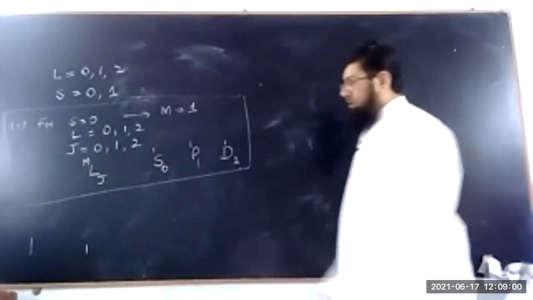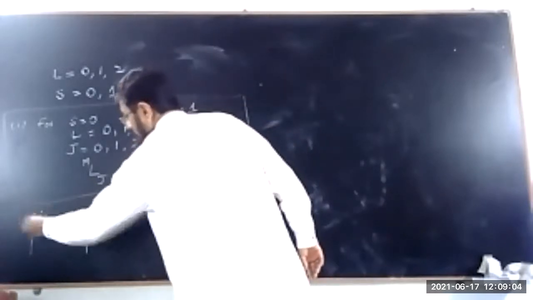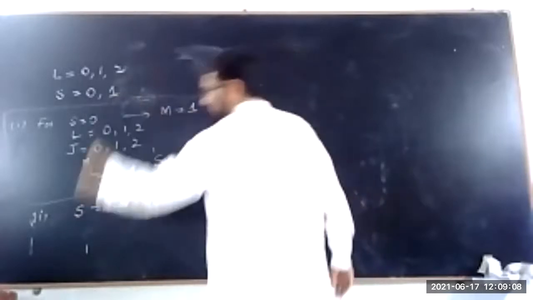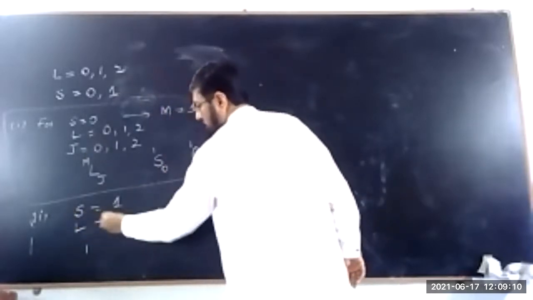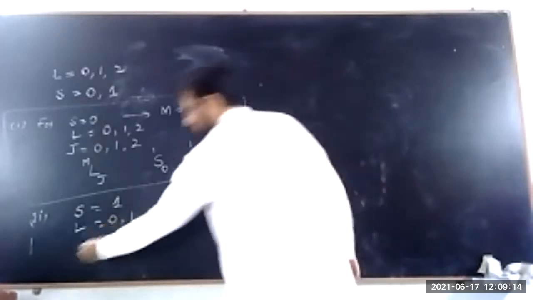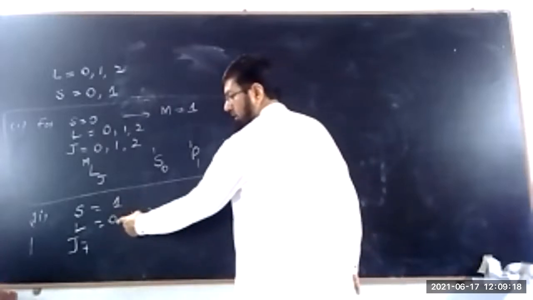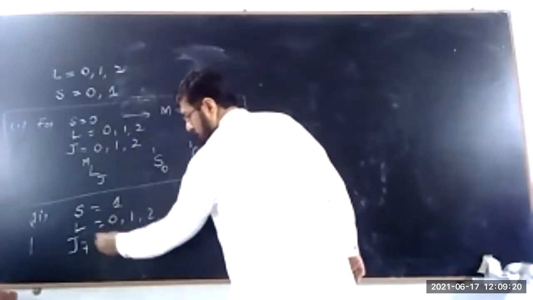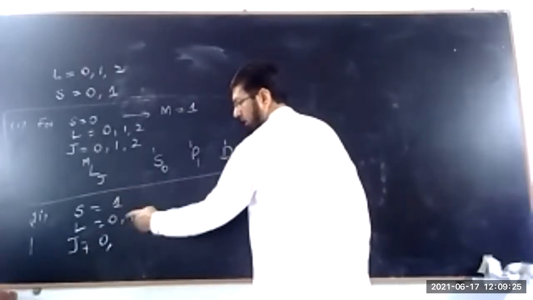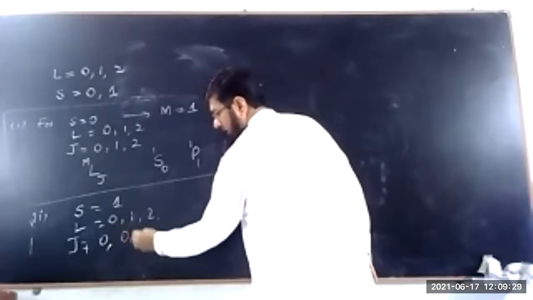So we have another combination for S is equal to 1. Here S is equal to 1, L is equal to 0, 1 and 2. So J gives you 0 plus 1. Then 1 plus 1, 1 minus 1, this gives you the 3 combinations 0, 1 and 2.